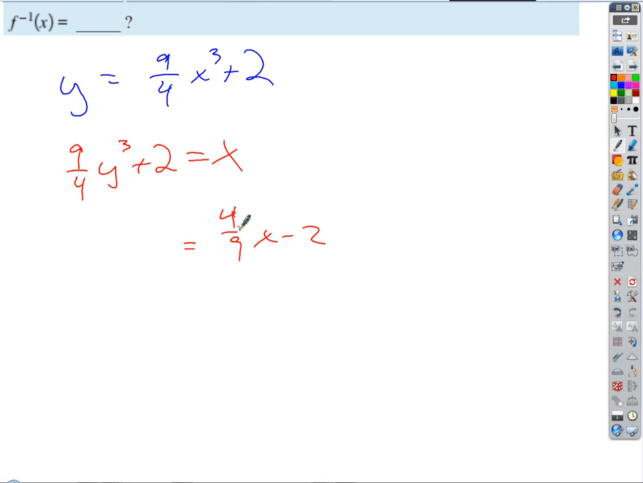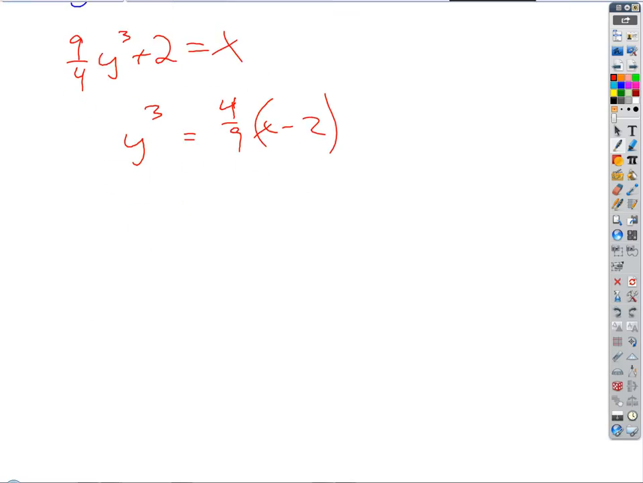Okay, what did I do wrong over here though? What did I not do that's important? Parentheses. Because I'm not just multiplying the x by 4/9, I'm multiplying both sides of the equation by 4/9, right? So that means everything. Make sense? So that would get me down to here. And then the last step, cube root. Do I need a plus or minus?